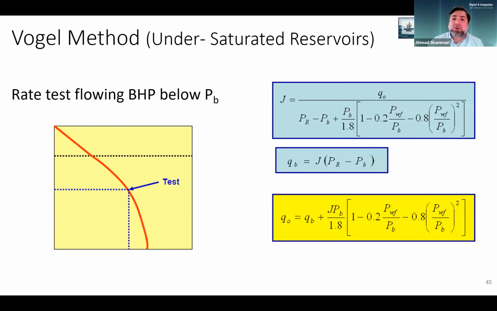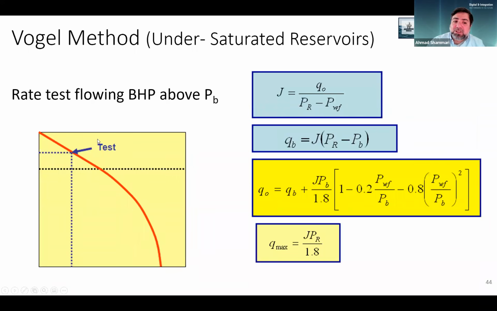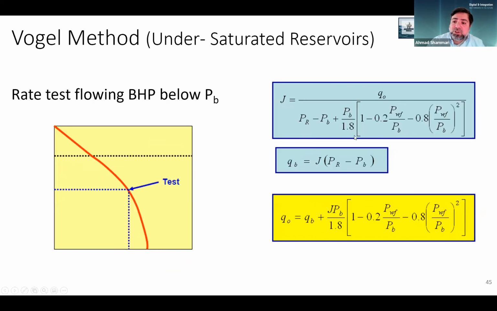If the flowing bottom pressure in the test is below the bubble point pressure, it's a little bit different here. The only difference is that we cannot use J of the straight line. We use J from this equation here. But again, it's just simple plugging in numbers. So we have Q, the measured flow rate. We have the bubble point pressure. We have PWF. So we plug into this equation here, and we get one number, which is J. And again, we calculate QB using J.